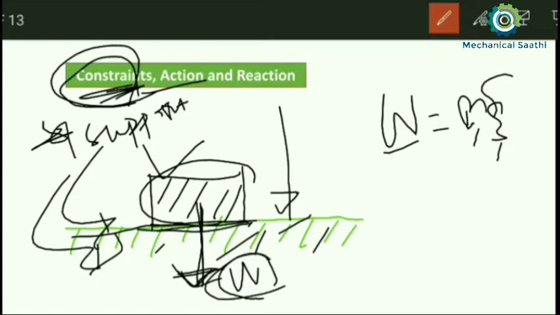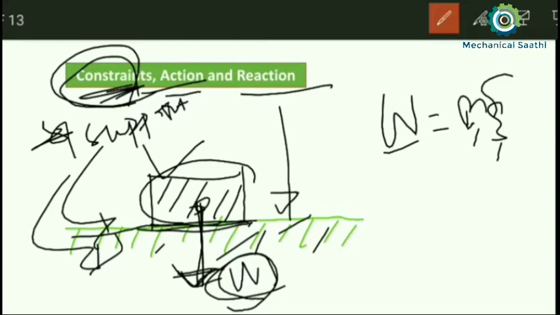So this weight force is known as your action, and reaction. According to Newton's third law, we know that every action has an equal and opposite reaction. That means whatever action or force is applied on any body, that amount of reaction will be received from that body.